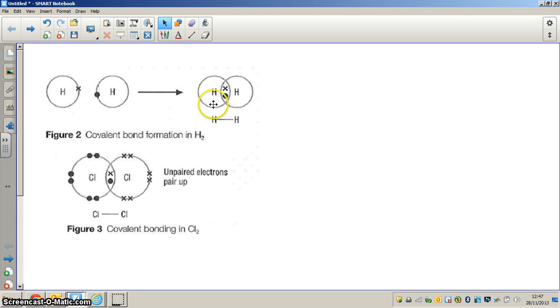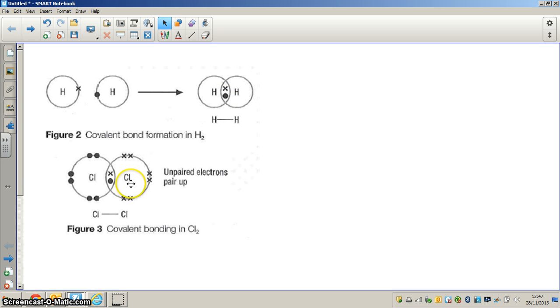hydrogen molecule, and you'll see that the shared electrons sit in the space which is the overlap of the two outer shells. It's very important that the electrons go in there. If you don't draw them in there, you will effectively lose marks in an exam question, so be very careful the way you draw your diagrams.